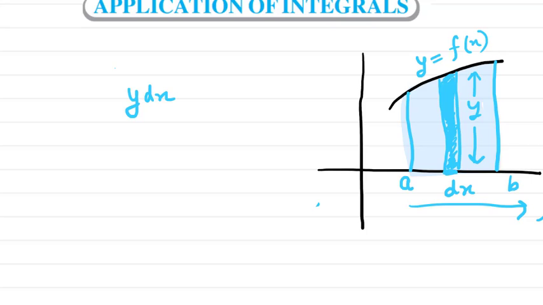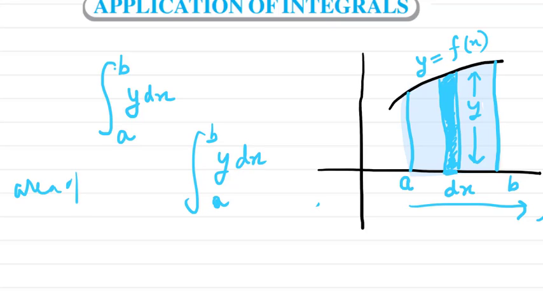But this is the area of the strip only. When we integrate this from A to B, we will get the area of the whole shaded part. So the area of the strip is only y dx, but when we integrate it with the limits A to B, it will give you the area of the whole shaded part. Like this you can do it.